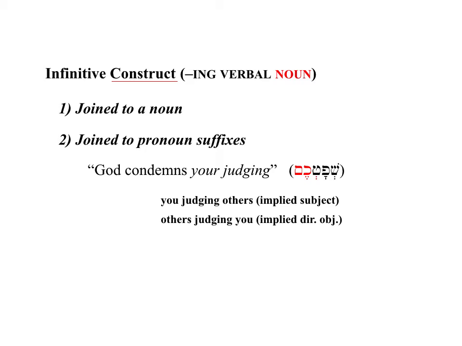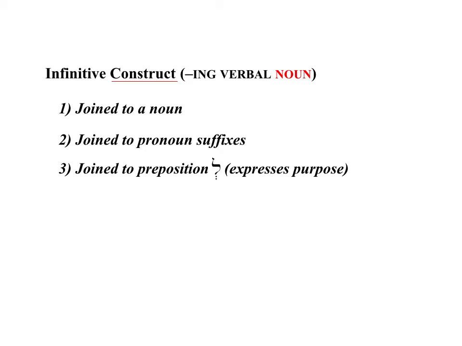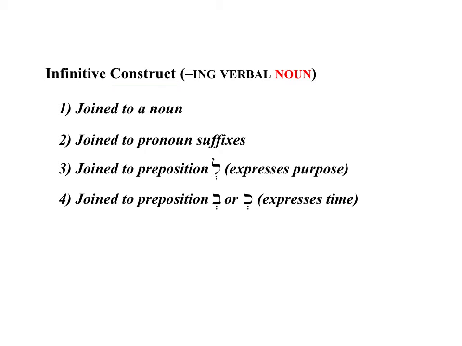That's why it's an infinitive construct. It can also be joined to the preposition lamed to express purpose. So for example, God came down lishpot, for judging, or we would say he came down to judge. You can join it to the prepositions bet and kaf to indicate expressions of time.